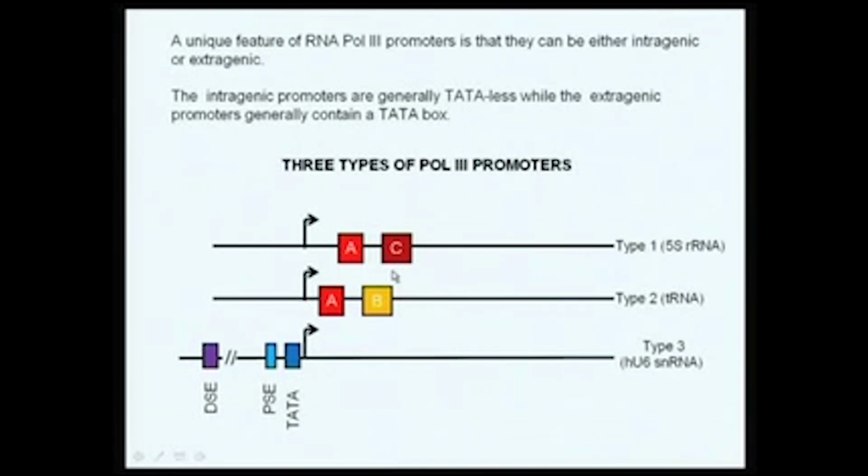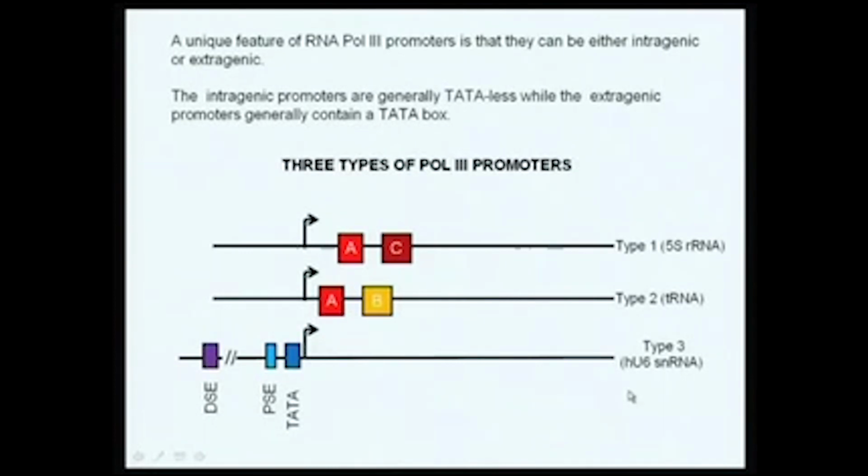In the same way, when you come to type 2, the majority of the genes encoding various types of transfer RNA fall under the category of type 2 promoters. Again, this is an intragenic promoter because the 2 major promoter elements, namely box A and box B, are within the transcribed region, lying 3' of the transcription start site. For type 3, we are going to discuss as an example the human U6 snRNA. Remember, the U6 snRNAs are components of the splicing machinery.